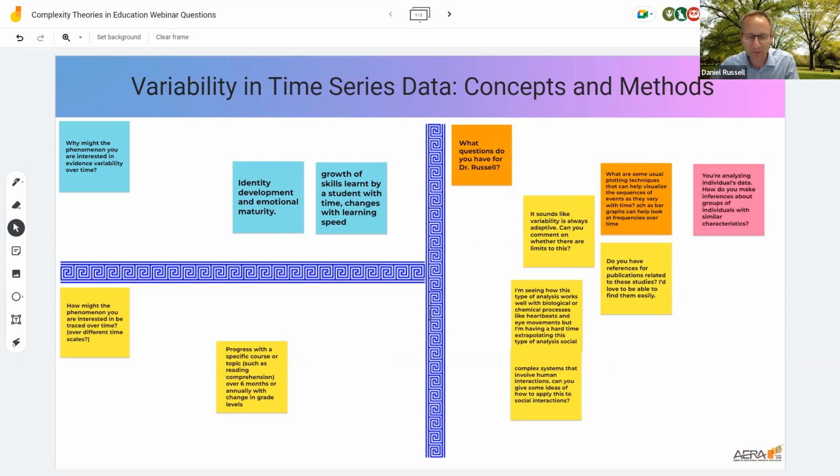Okay, so I'll just read it out so everyone knows where I'm at. I'm seeing how this type of analysis works well with biological or chemical processes, but having a hard time extrapolating this to analysis of social complex systems that involve human interactions. So with human interactions, there's obviously the gaze data that we looked at. You could look at gaze sequencing. If you looked at parent-child, it's interesting to look at the gaze sequences there and that structure, and you'd be able to tease out the dynamics of that.